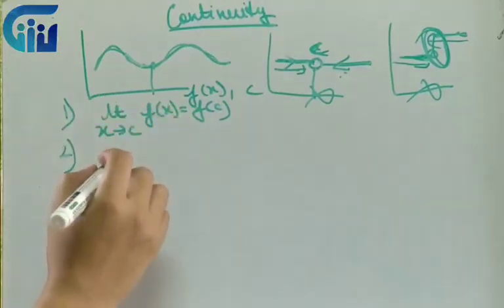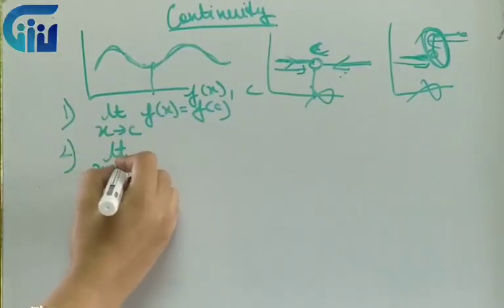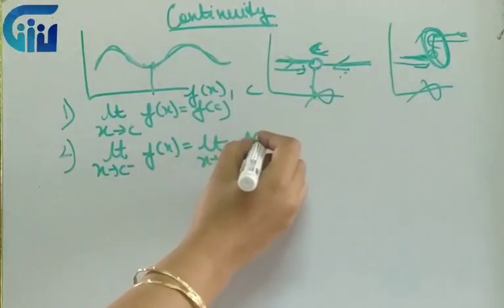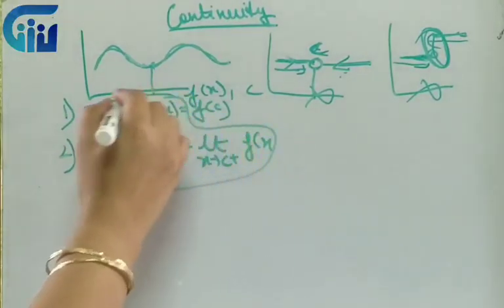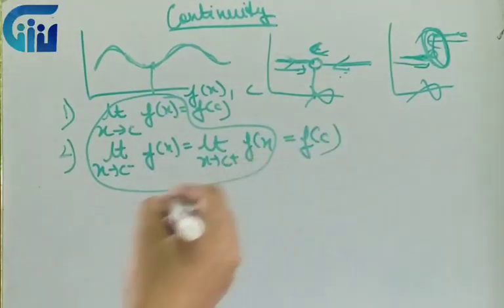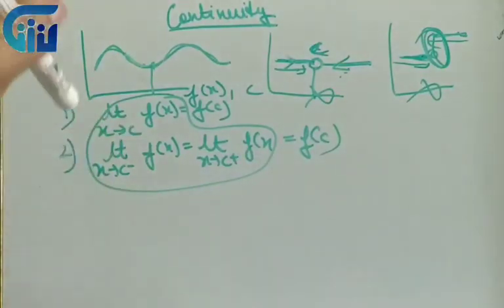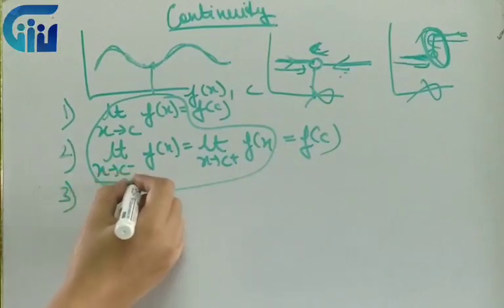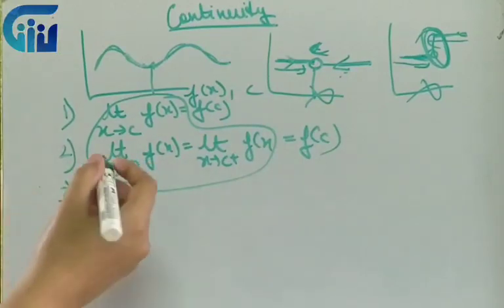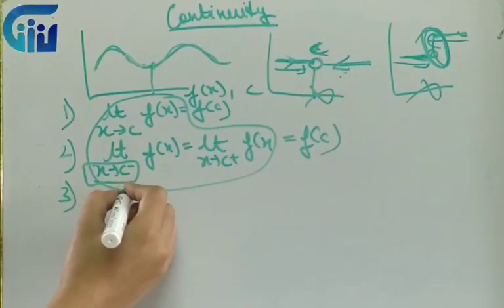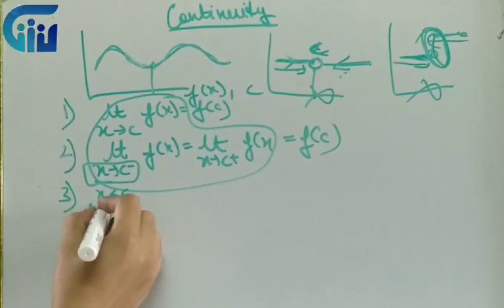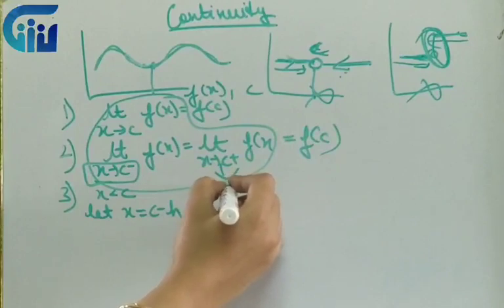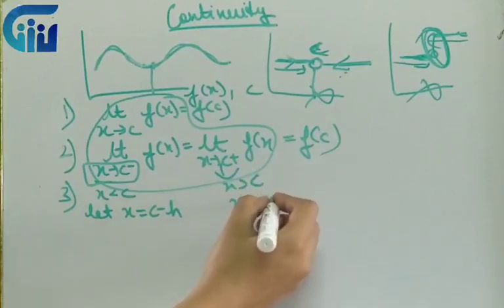Now, this can be changed. We know the limit of a function exists when the left hand limit is equal to the right hand limit. This is the interpretation of the definition of the limit. Now for continuity, this should be equal to f(c). So we can use the definitions depending on the question and the situation. Then the third definition, which most of us use, is x tends to c minus. What does it mean? It means x is less than c, so we can say let x equal c minus h. Similarly, over here x is greater than c, so we can write x as c plus h.